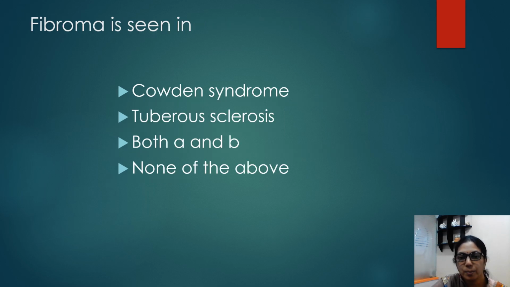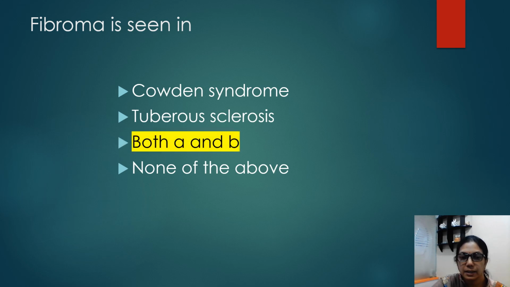Next, fibroma is seen in which of these? Like Cowden syndrome, tuberous sclerosis, both A and B, or none of the above. Where it is seen means it is seen in both these diseases, that is Cowden syndrome and also tuberous sclerosis. Multiple fibromas are seen.